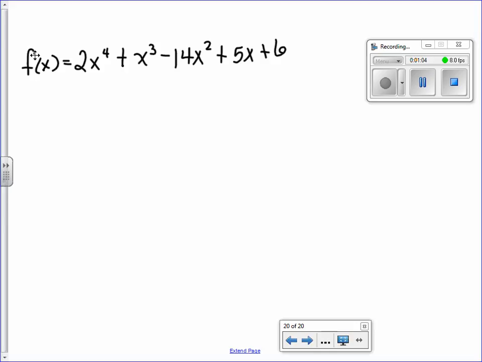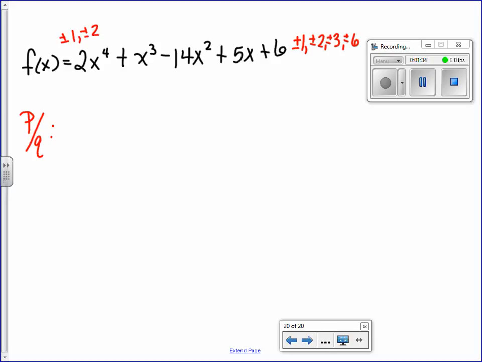Okay, where do we start? Not with crying and tears. No. P's and Q's. P's and Q's, please. Alright, so what are all the factors of my P's right here? And what are all the factors of Q?